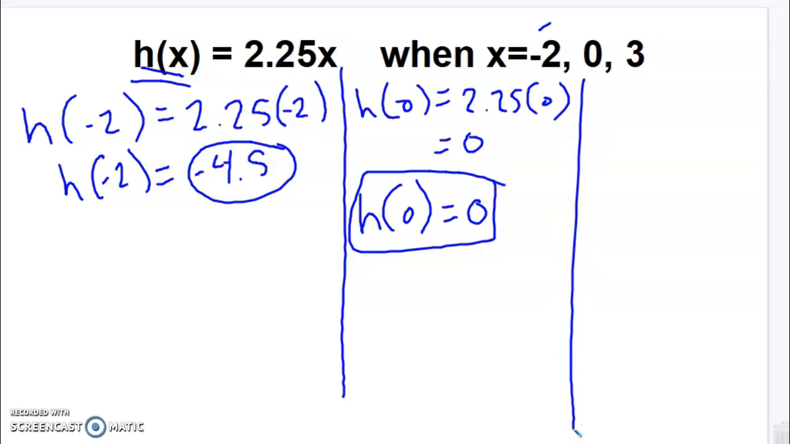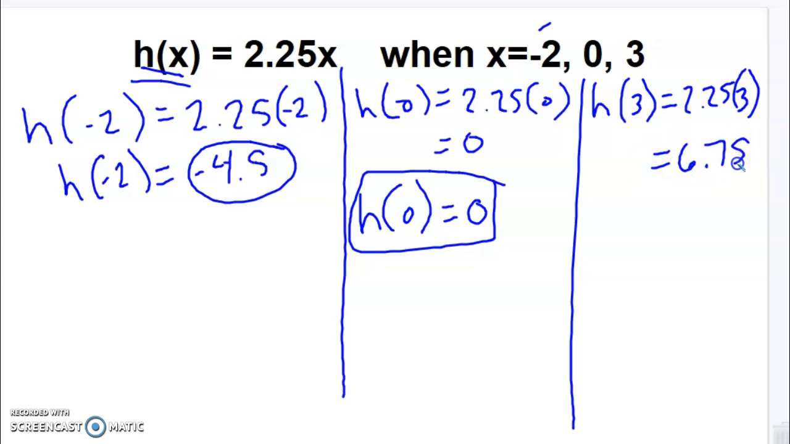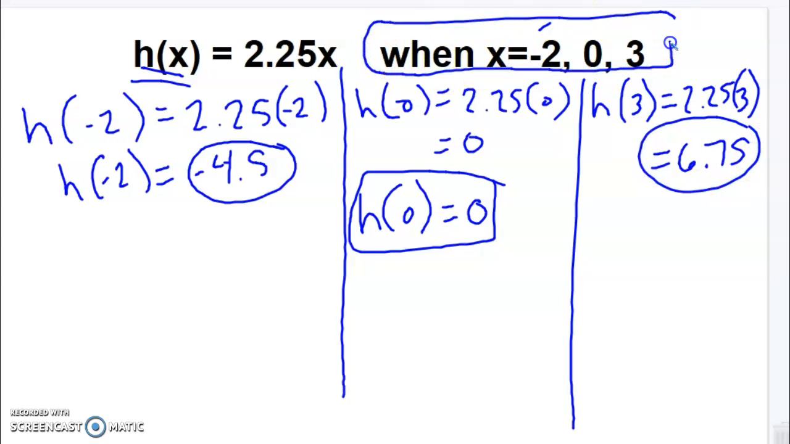And then our third one, when x is 3. So we're going to solve this one more time. h of x is 3, so h of 3, and then we're going to put 3 in for x. So 2.25 times 3 gives us an answer of 6.75. We would read this one as h of 3 is equal to 6.75. So our answer on this one is 6.75. So when it shows when x is -2, 0, or 3, you have multiple problems to solve, so you're going to have multiple answers.